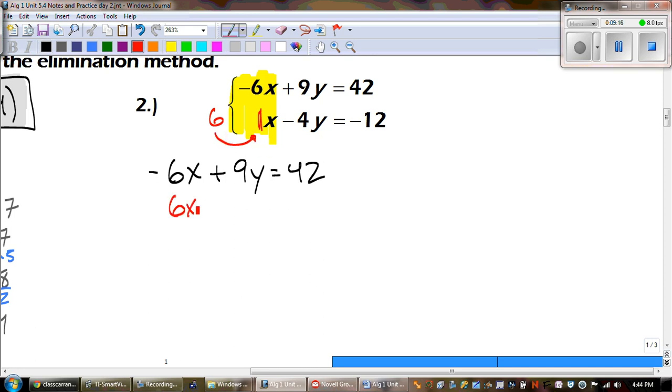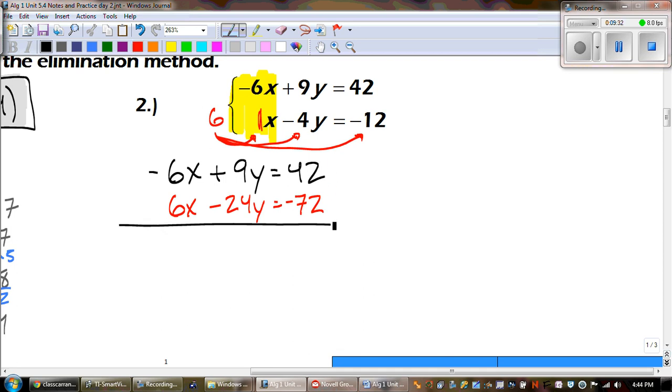6 times x is 6x. 6 times negative 4 is a negative 24y. And 6 times negative 12 is going to be a negative 72. Okay, and we're going to add all these up. Just like we wanted, the x's cancel. But then 9 minus 24, nope, those don't cancel. We get negative 15y equals 42 minus 72 gives us negative 30.